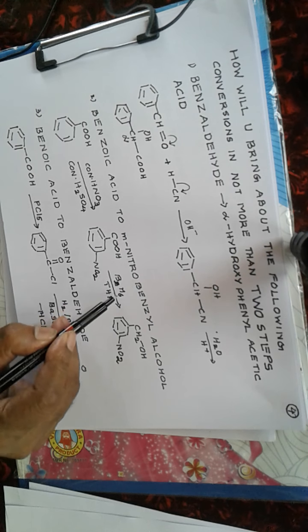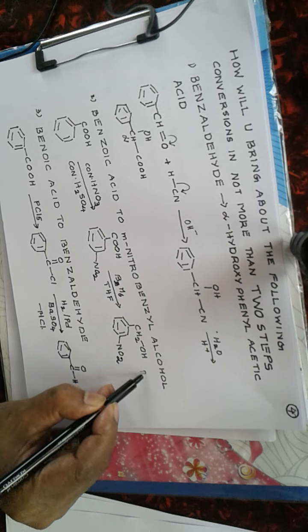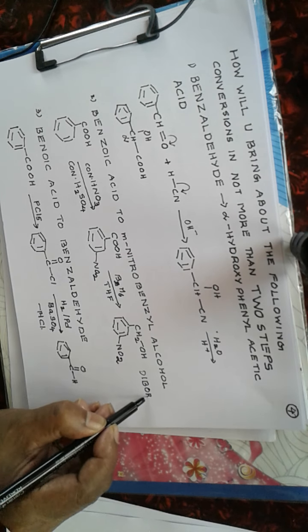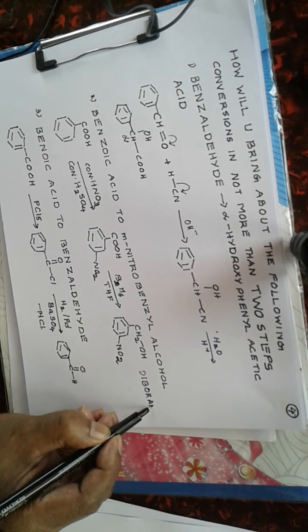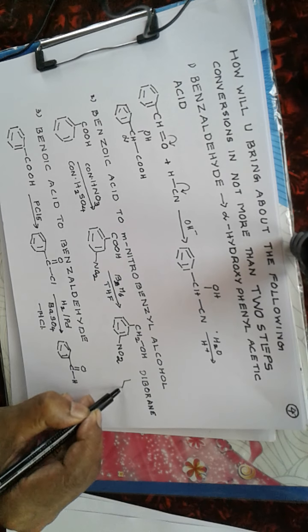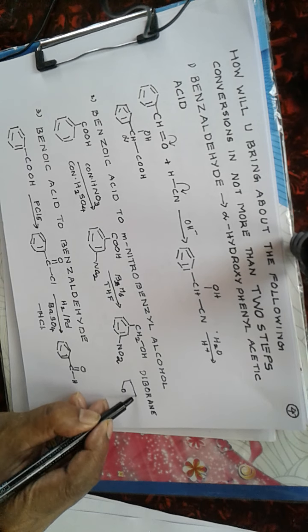group. So we have to choose a specific reagent which will not reduce nitro group but will reduce COOH to CH2OH, and for this the reagent used is B2H6, that is diborane. And THF is a solvent, tetrahydrofuran, and tetrahydrofuran is having the structure of this one.